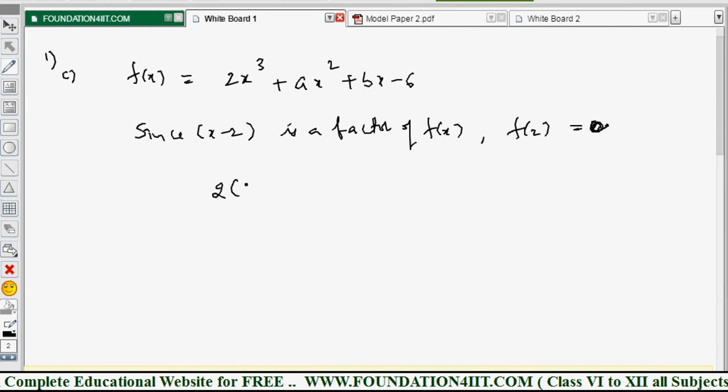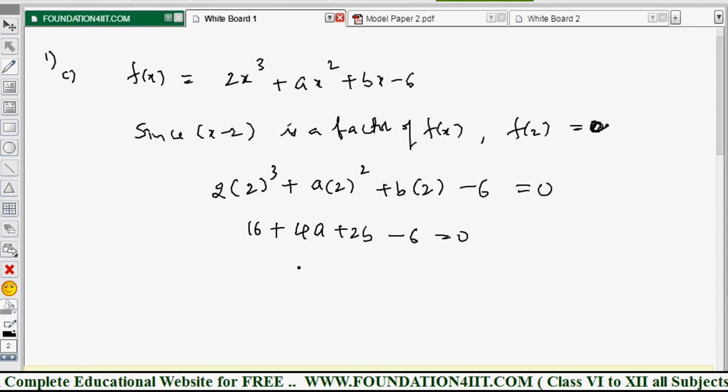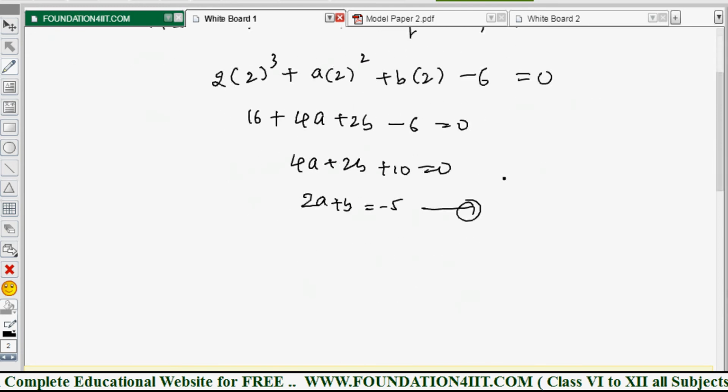That means 2 into 2 cube plus a into 2 square plus b into 2 minus 6 is equal to 0. So 2 cube is 8, 16 minus 6, and this 4a. So this is 16 plus 4a plus 2b minus 6 is equal to 0, 4a plus 2b plus 10 is equal to 0. If you simplify this, dividing by 2 on both sides, 2a plus b is equal to minus 5. Let this be equation 1.